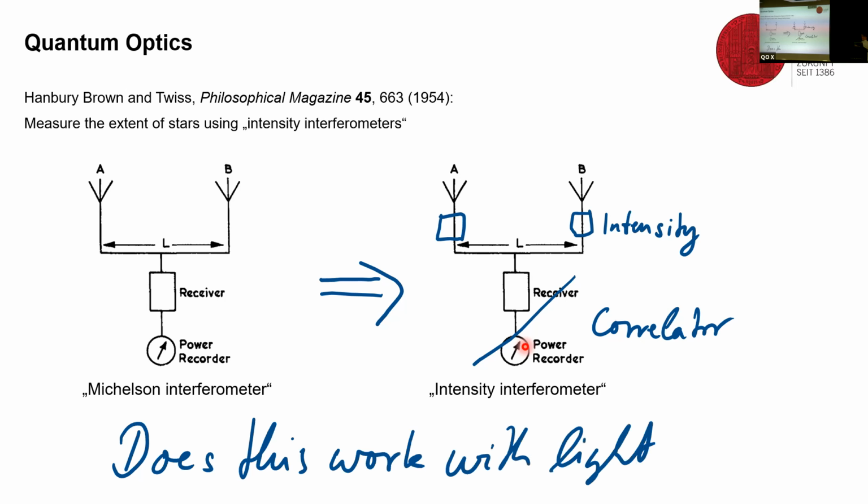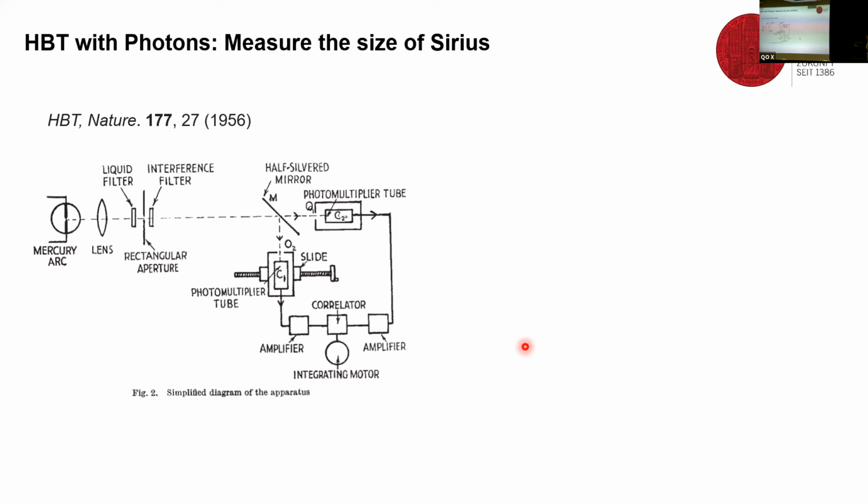Okay, and then of course you will immediately ask the question, can you also do this not only with radio waves but with light? Yeah, and they actually also did that. And here is already their first setup, which they did in the laboratory to mock the system they actually wanted to use in astronomy. And that's really already the setup that we nicely draw to measure G2 correlations of light, after all.